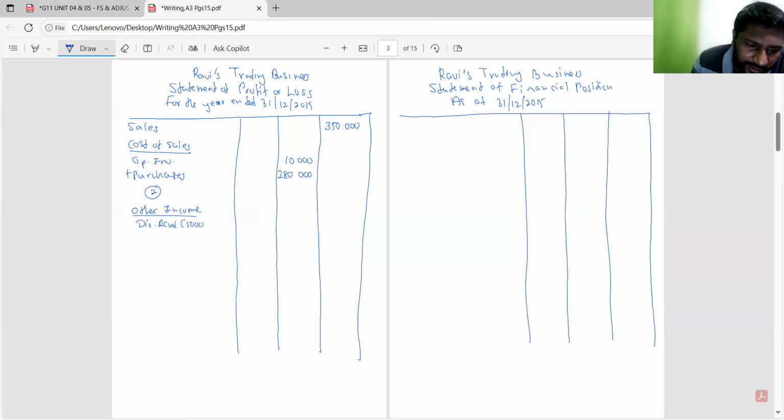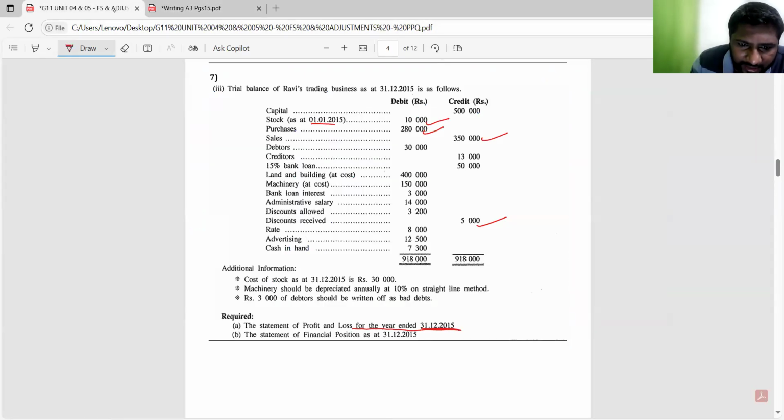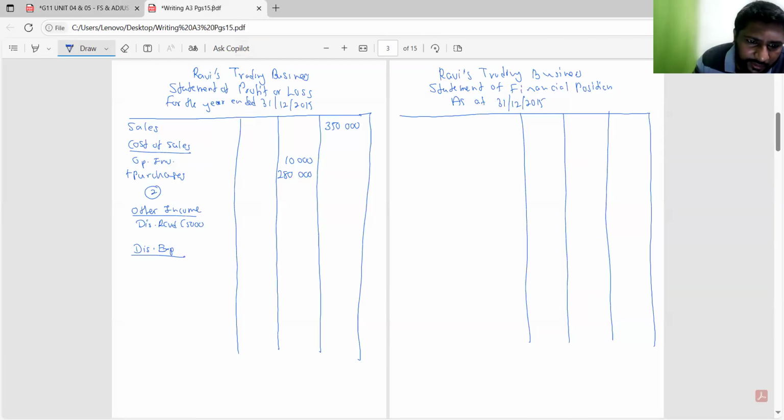So we'll start with the distribution expenses. What are the distribution expenses that I have in this question? One is discount allowed, 3,200.